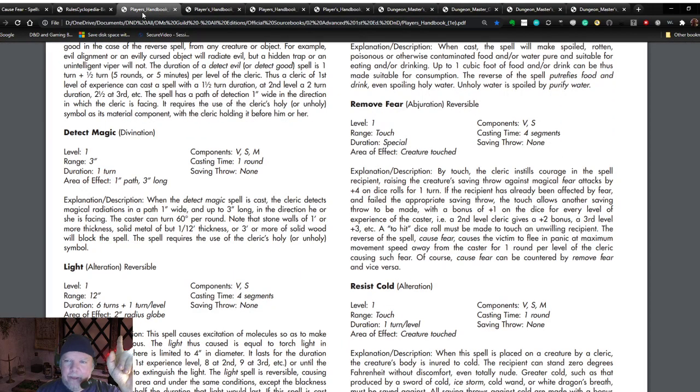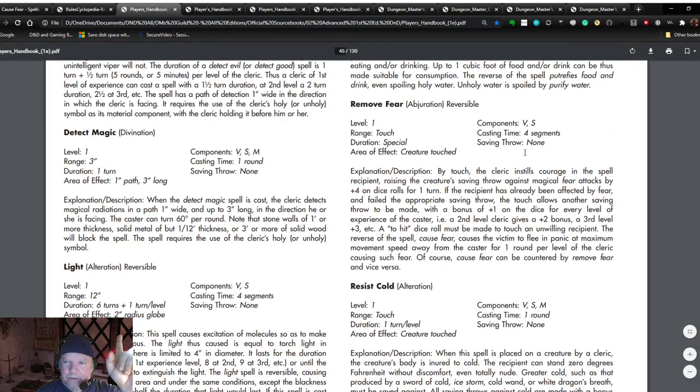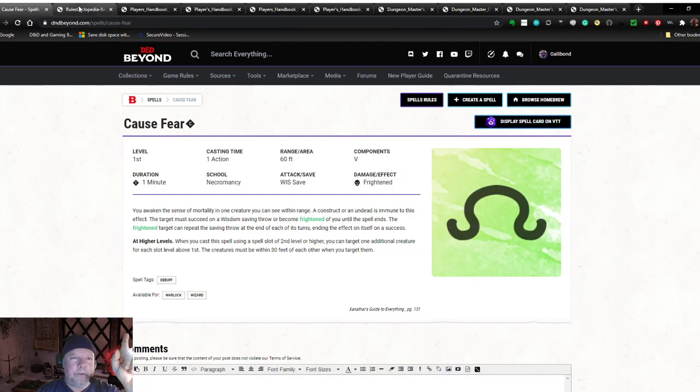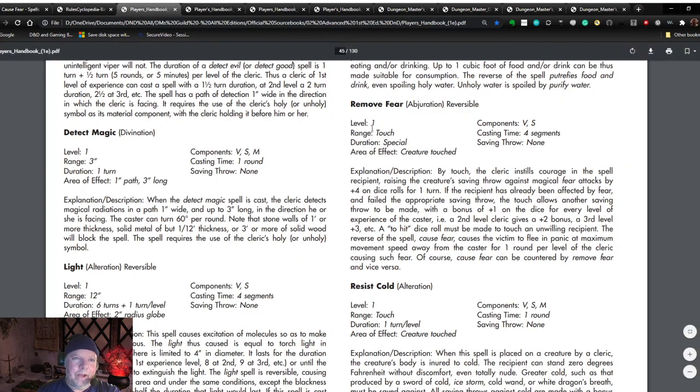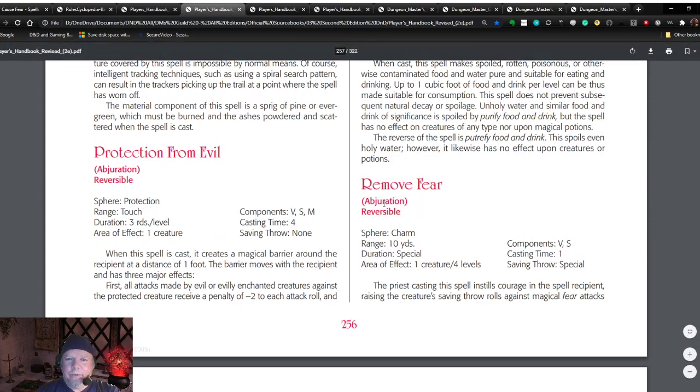And then the other thing to keep in mind is that this is abjuration. The 5th edition is necromancy. There were no schools in original D&D. 1st edition, it's abjuration. 2nd edition, it's also abjuration. So this affects 1 creature for every 4 caster levels, and the range is 10 yards.